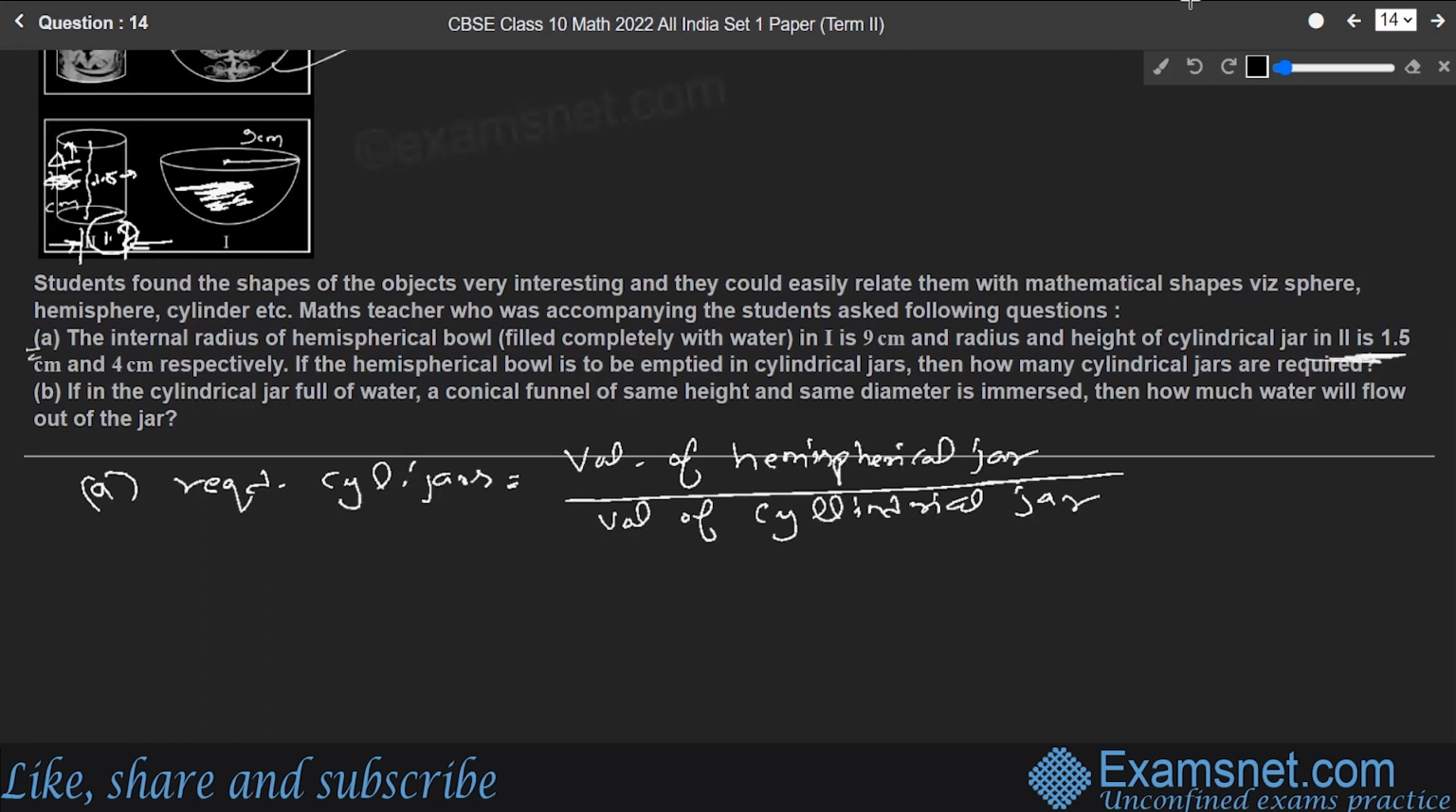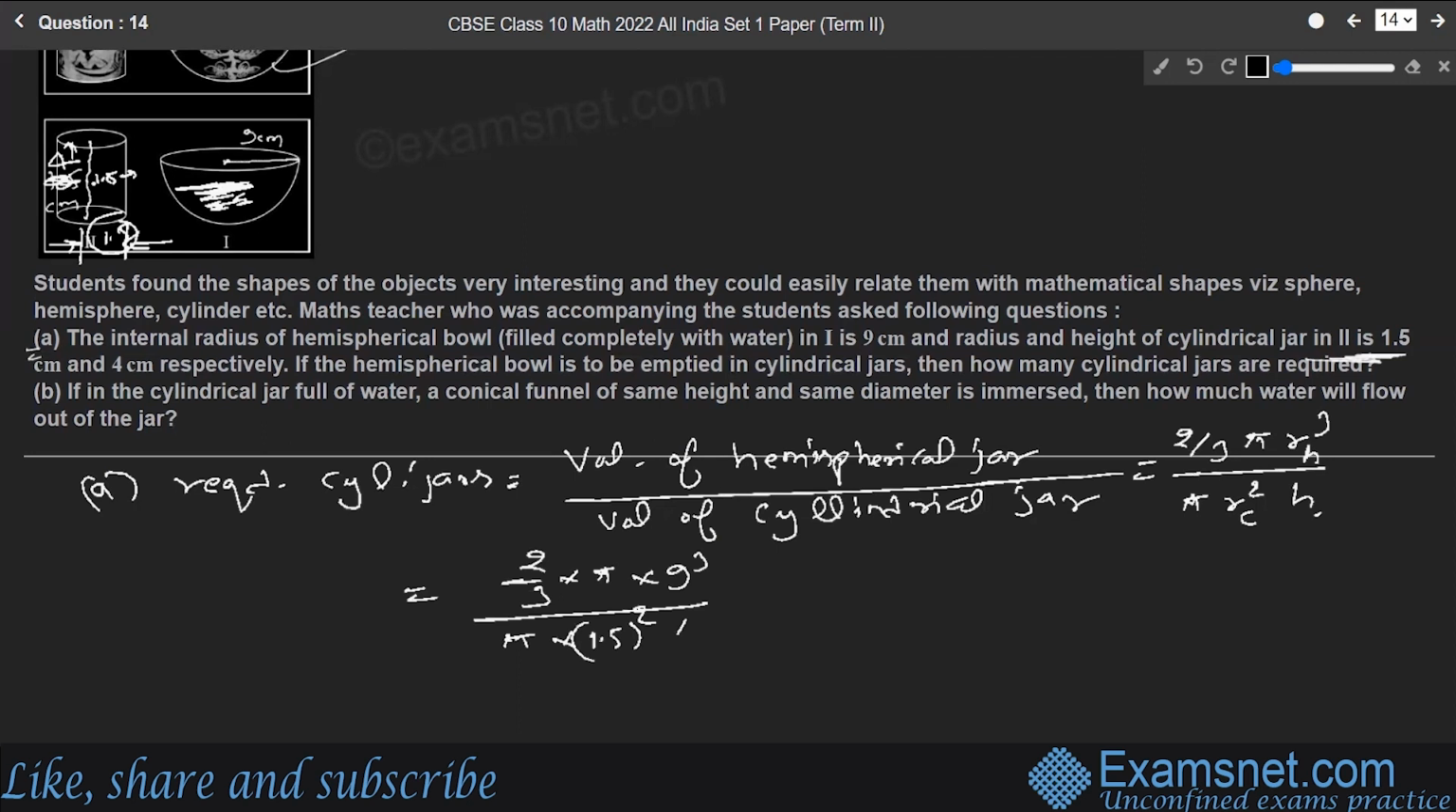So we know the volume of the hemisphere is 2 by 3 pi r cube, and the volume of a cylindrical jar, or the cylinder, is pi r square h. Let us use the values here. The radius is different, so if it is hemispherical, let us name it rh, and for the cylindrical jar, rc. The values of rh and rc are already given. So it is 2 by 3 into pi into 9 cube divided by pi into 1.5 square into 4.